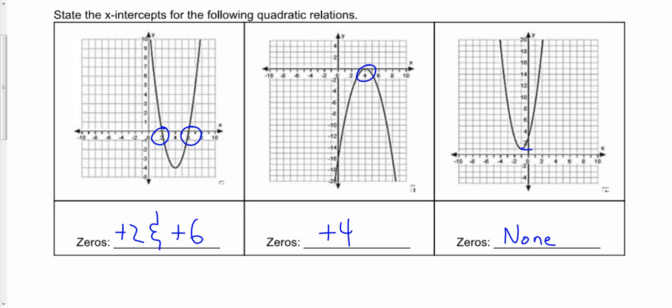Okay, and so we can see from these three graphs that there are really three different scenarios under which you can have an x-intercept. You can have either two x-intercepts, you could have one x-intercept, as we have in the middle, or it's entirely possible to have none or nil x-intercepts, where there are no x-intercepts at all, as we've seen in this example here on the right.